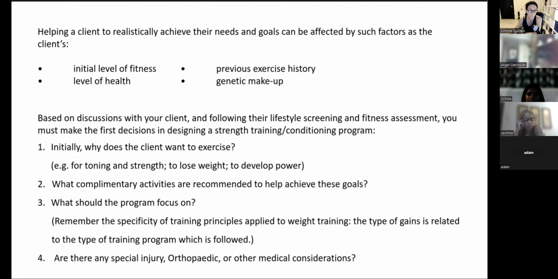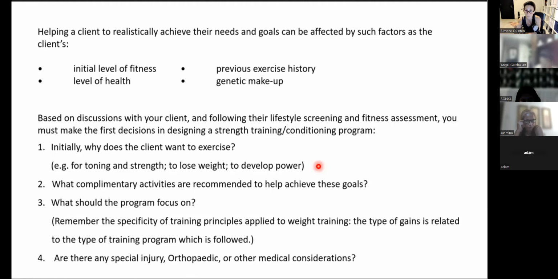And then this is just kind of like key points you can refer to when you have your client. Okay. So again, first, what does the client want to exercise for? Is it for toning, strength, lose weight, develop power, blah, blah, blah? Because I think Adam, most likely, he also gets more men.